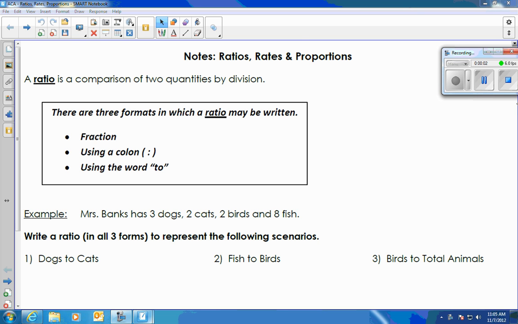These notes are to show just a little bit different way to think about ratios, rates, and proportions than what we've done in class. So a ratio is a comparison of two quantities by division. So what that means is we're actually going to set them up as fractions. There are, however, three formats in which a ratio may be written. You can write it as a fraction, using a colon, or using the word to.